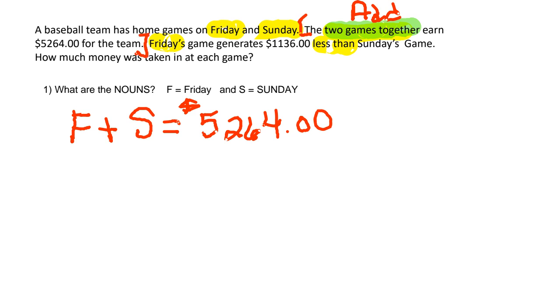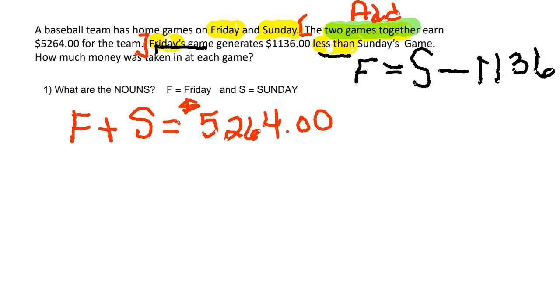Now, next sentence. Okay, we got to translate this one. This is saying Friday's game, which is F, generates. This is a verb. Let's see that word less than? Less than means $1,136 is being placed behind the minus sign. Less than, we write from left to right.